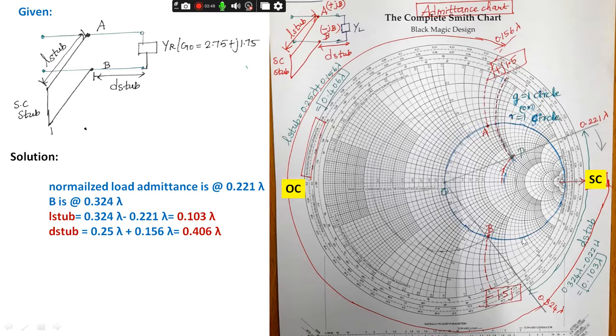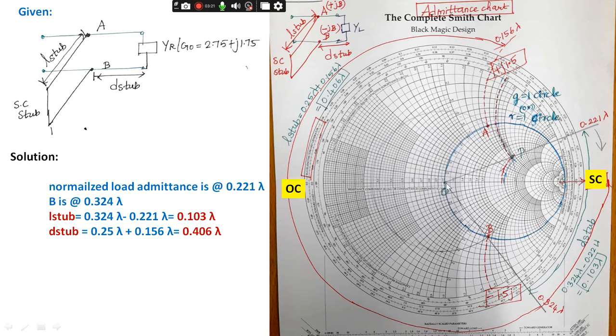After tracing the VSWR circle, the VSWR circle and the g equal to 1 circle intersect at 2 points. This is point A and this is point B. After moving to this particular point, our conductance circle is 1. We have made it. Now we have to find what is the susceptance available at this point, that is minus j 1.5. To find the distance of the stub, we have to see the distance between the normalized load admittance and the point B.